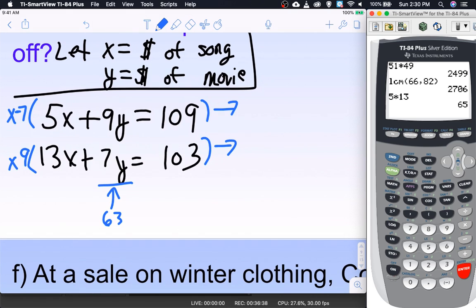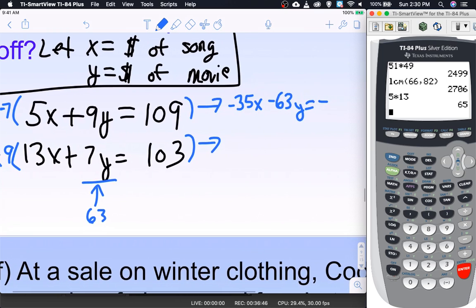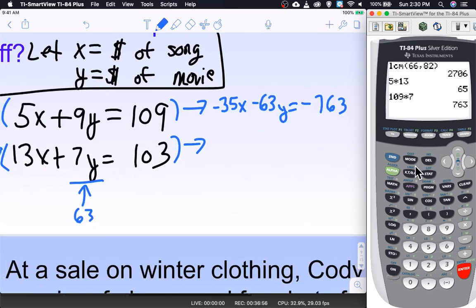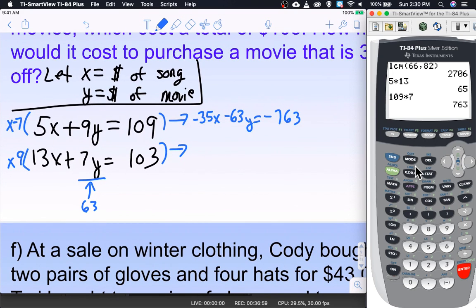So now this becomes negative 35x minus 63y equals negative, what, 763? That's 109 times 7, 763. All right, good. On the bottom, we're going to have, not so familiar with my 13 times tables, 117x plus 63y equals 103 times 9, 927, good.